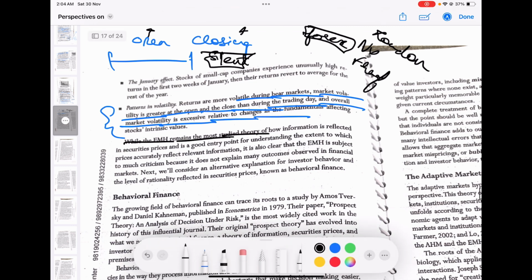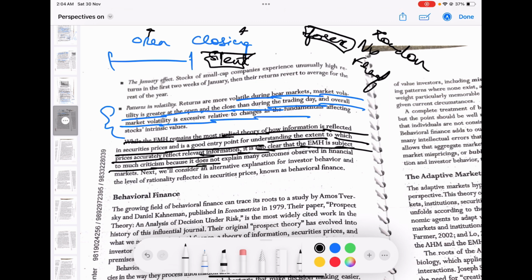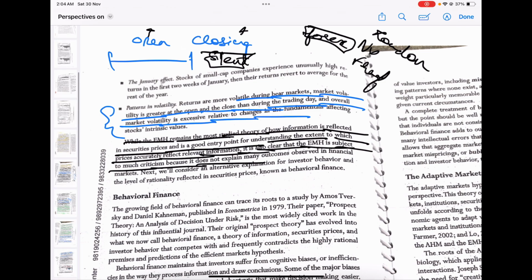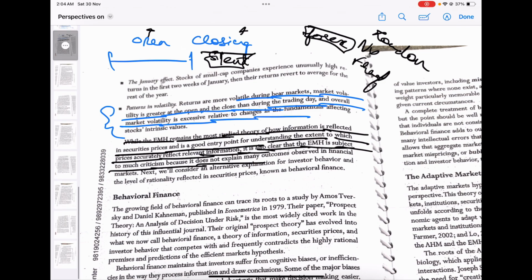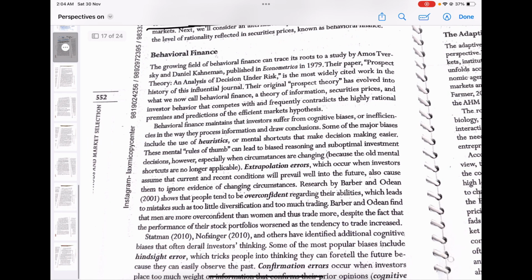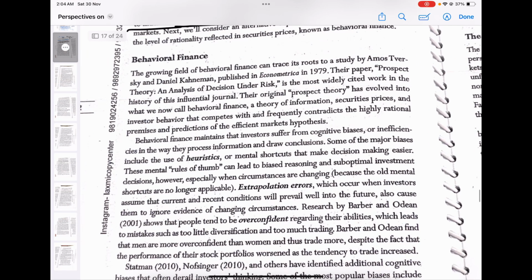While the EMH remains the most studied theory of how information is reflected in securities prices and is a good entry point for understanding the extent to which prices accurately reflect relevant information, it is also clear that EMH is subject to market criticism. Whenever a theory is discussed, there are people who like it, people who agree, and people who do not agree. Both of them have their own points of view and their own valid reasons.